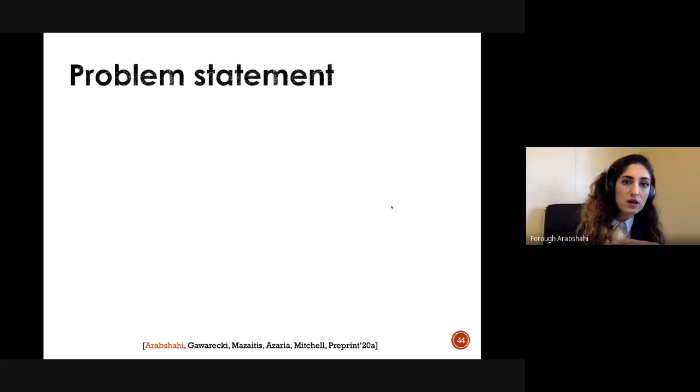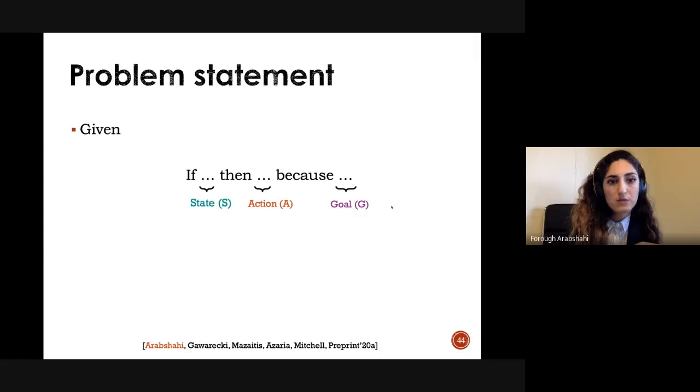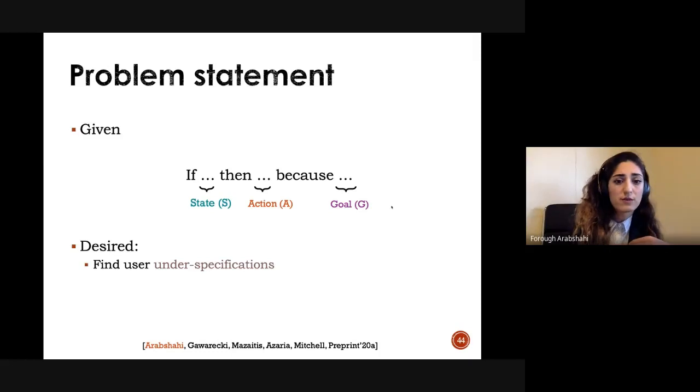My goal in this work is to see if the computer can also use these because statements to uncover the underspecified intents that we humans can easily uncover. And to formally define the problem, we are given a statement in the format of if state S, then perform action A because I want to achieve goal G. And the goal is to extract these underspecified intents.